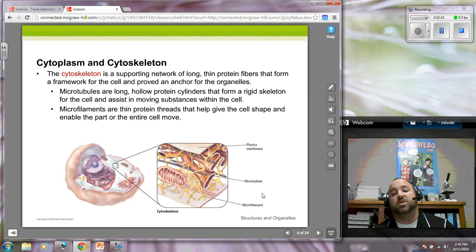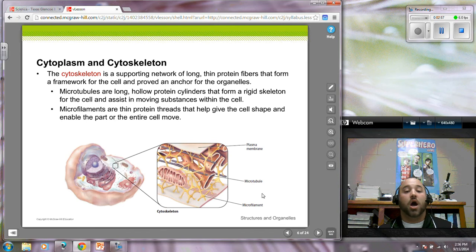So the cytoskeleton is supported by a network of long, thin protein fibers that form a framework for a cell and provide an anchor for the organelles. So this cytoskeleton is a very important thing. We have microtubules and microfilaments.